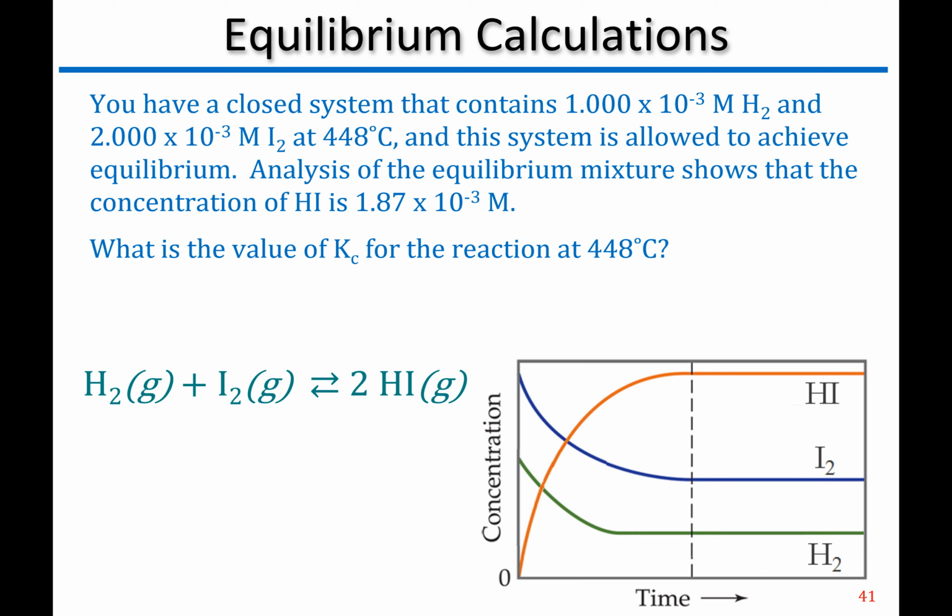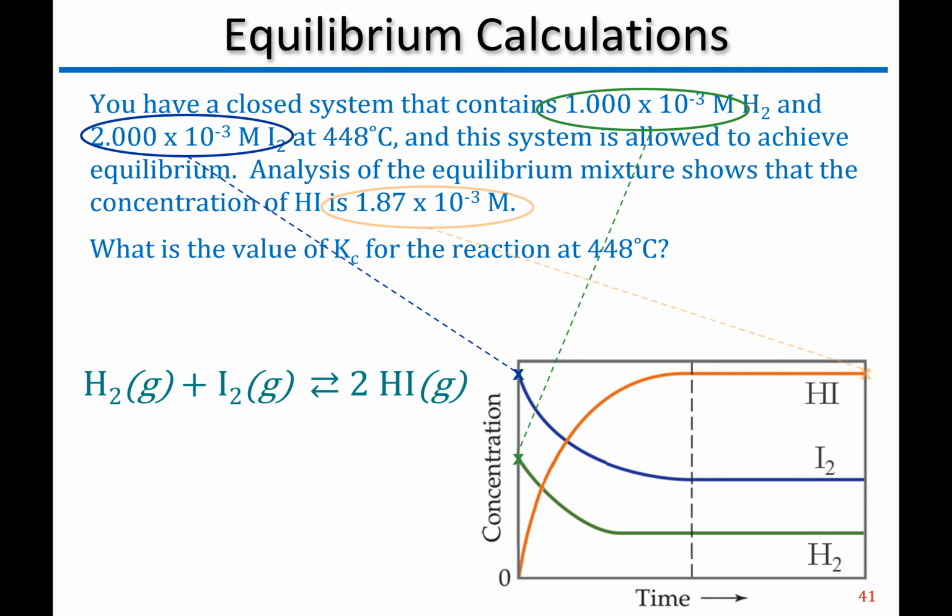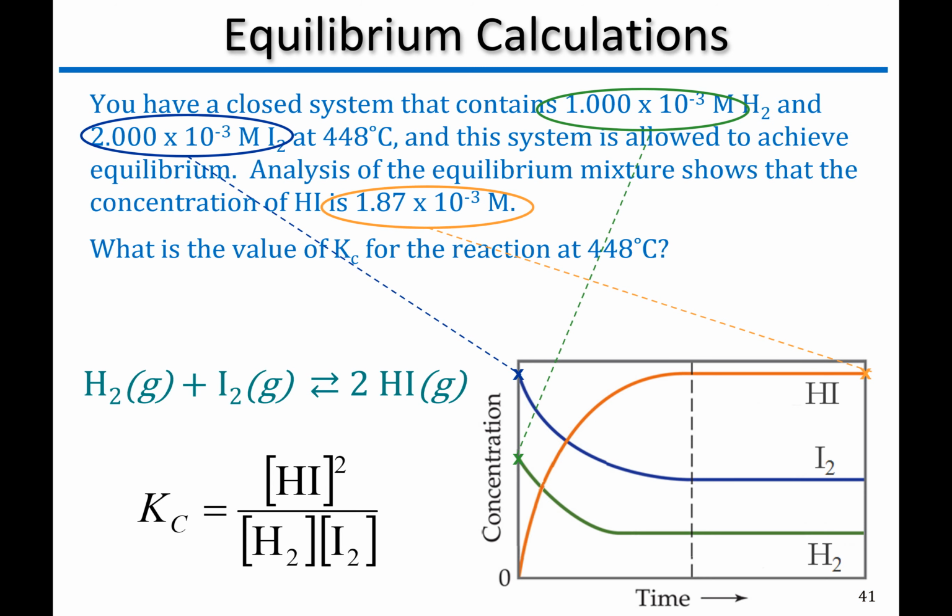And they have given us some concentration values. The first one, they gave us the concentration of H2, but this is the concentration of H2 at the beginning of the reaction. So remember, we're trying to look for the reaction at equilibrium, so not the initial concentration. They also give us the concentration of I2, but again, this is the initial concentration. So we know that the reaction has occurred, and that at some point we've reached equilibrium. And lastly, they give us an equilibrium concentration for HI.